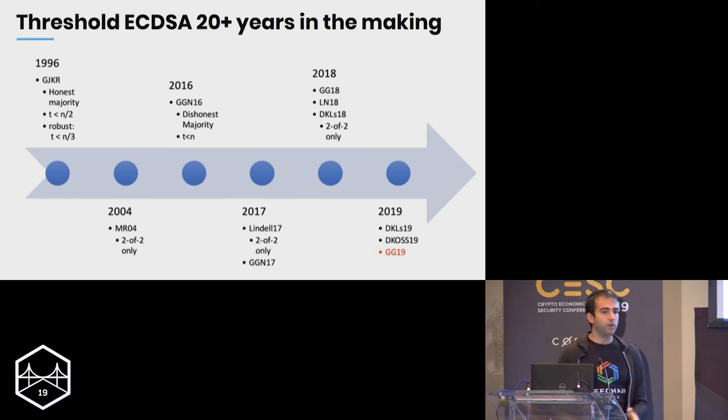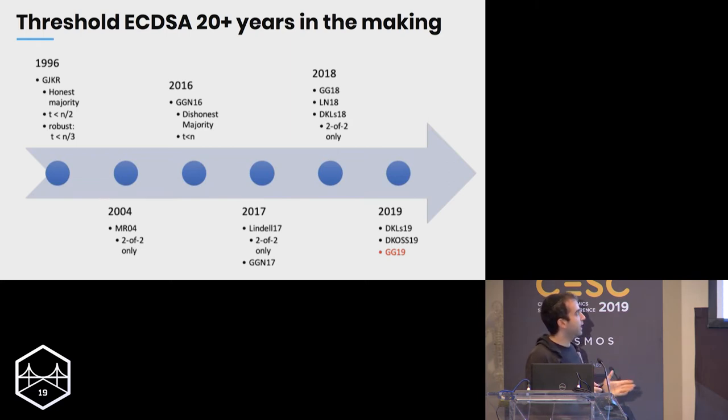And this was a very popular model at the time called the honest majority model. And it turned out that that model had some deficiencies. For example, you couldn't do a 2 out of 2 signature, because if T has to be less than half of N, then with N equal to 2 and T equal to 1, T has to be less than 1, and you just can't build a 2 out of 2 signature. It also has other issues. It rules out some other very common use cases. So seeing that, in 2004, McKenzie and Ryder built a threshold signature scheme just for the 2 out of 2 case.